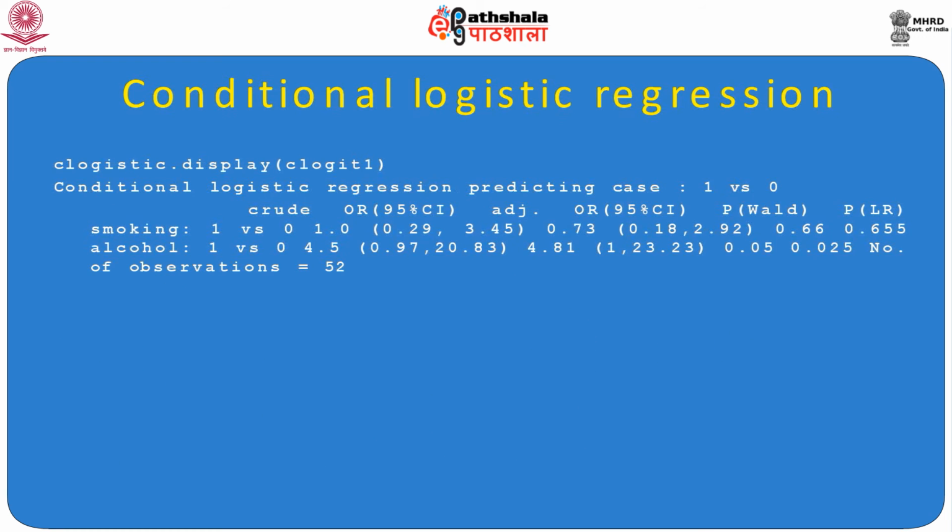Now to get the results displayed, again we can use clogistic.display with clogit1. Again like the earlier slide we are getting these results for smoking and alcohol. Again the corresponding odds ratio with confidence interval and adjusted odds ratio value with p value, and the p value obtained through the Wald test and likelihood ratio test is being observed.